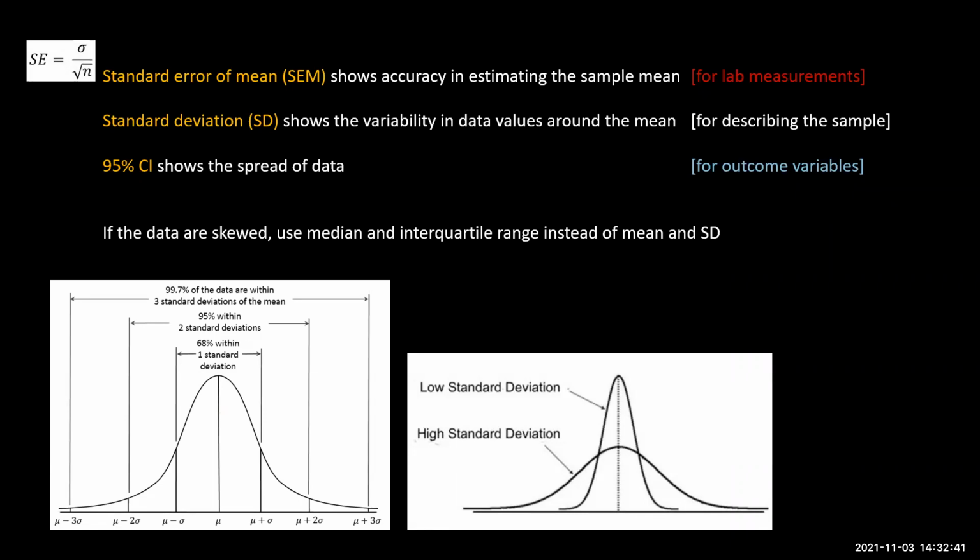And the standard error is calculated using the standard deviation. The top symbol here is sigma, a Greek letter sigma for standard deviation. And n is the sample size. So as the sample size increases, your standard error becomes smaller and smaller, and so it shows more accuracy. So if you have a large sample, your standard error will be smaller.